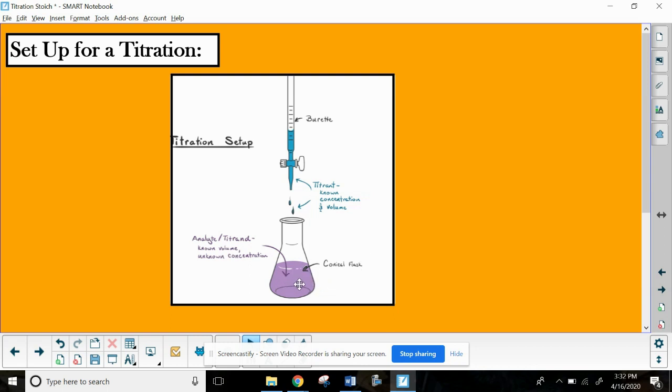And then notice that there's a color change going on here. We usually use some sort of indicator. If we were in the lab, you would have been using the indicator phenolphthalein. And when you get the color change, you know you've added enough titrant to react with all the analyte. So this is how we would set up this titration. And this is where we'd get our measurements in order to do some concentration stoichiometry.